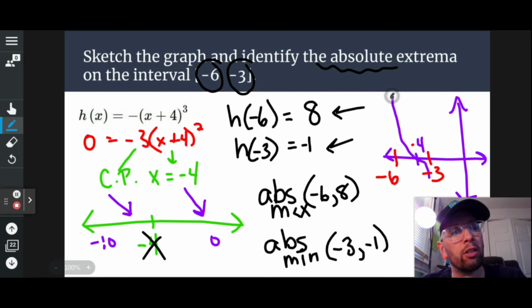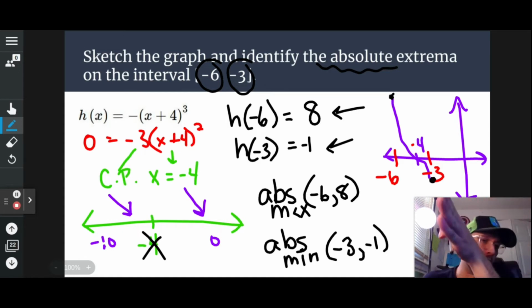Here's negative 6. It's also way up here, so that's obviously going to be 8. Here's negative 3. It's way down there. It's obviously going to be negative 1. I mean, according to my picture, it's not perfect, but it serves its purpose. And negative 4 gives me nothing because what it does, again, is it goes down, levels out barely, and then goes back down again. So I have no max and I have no min there.